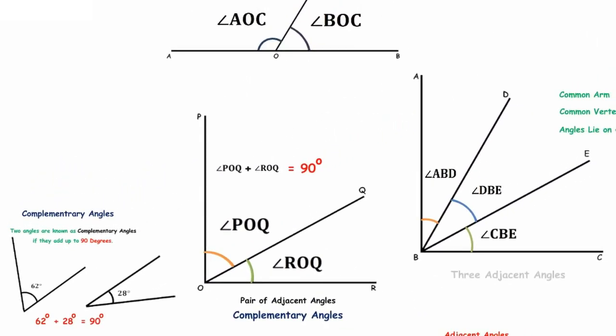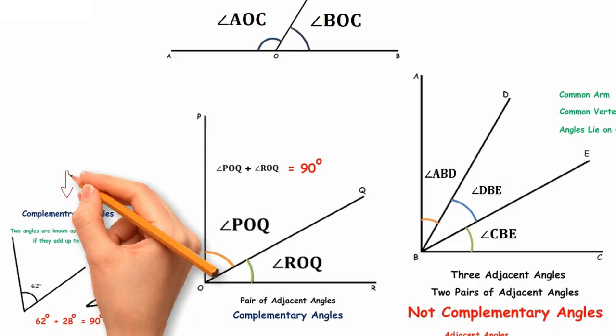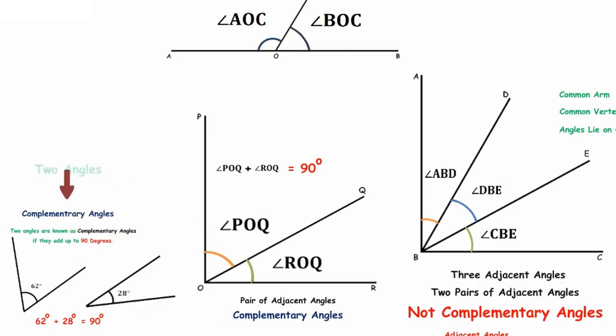In this figure, there are three adjacent angles. In other words, there are two pairs of adjacent angles. But the three adjacent angles, or the pair of two adjacent angles, are not complementary angles. Complementary angles should have only two angles, or a pair of angles.